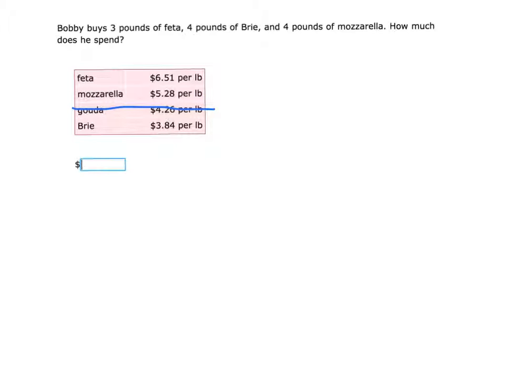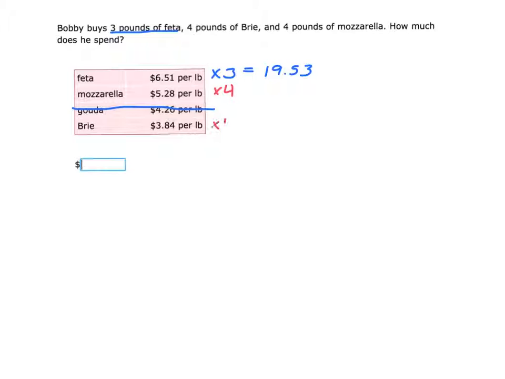All right, so 3 pounds of feta. Well, let's see. $6.51 times 3. Well, $6 times 3 is 18. And 50 cents times 3 is $1.50. And 1 cent times 3 is 3 cents. So I've got 18 plus $1.50 plus 3. So 18 plus $1.50 is $19.50. And then 3 more cents makes $19.53. Now, check that on the calculator, of course. And that's correct.